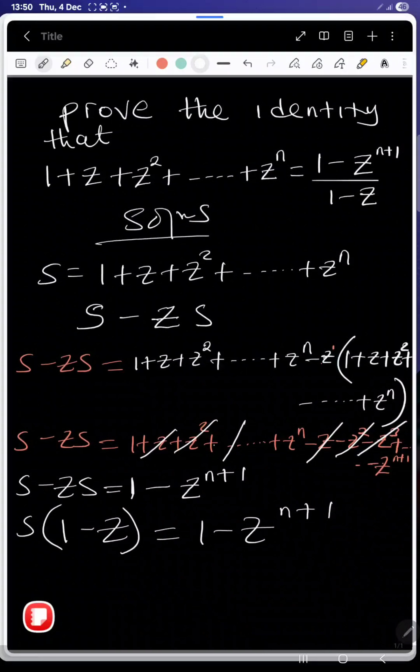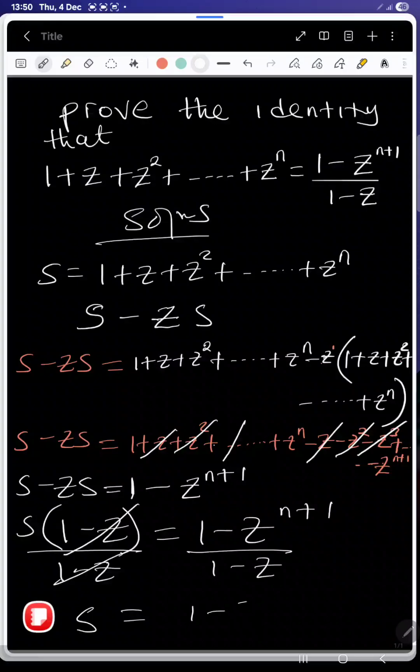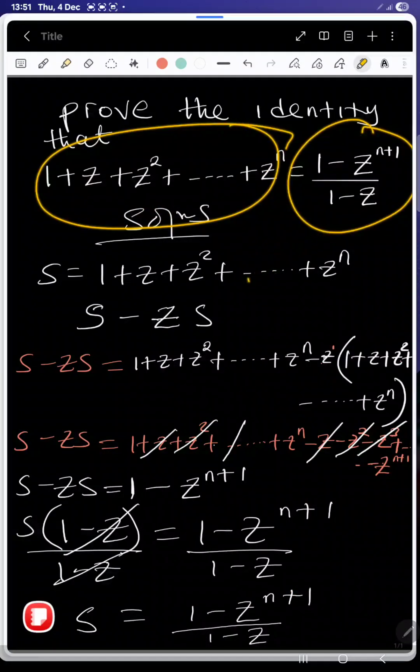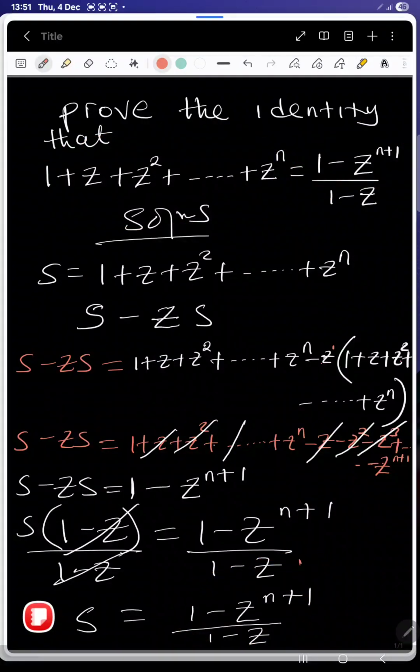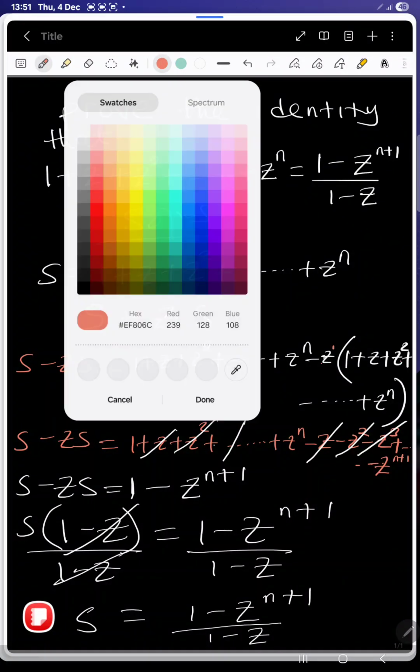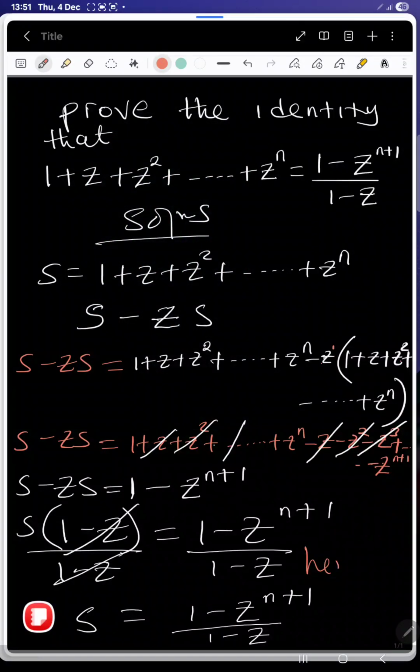That's what we have. Now what can you do for you to remain with s? You are going to remain with s by dividing here by 1 minus z. You also divide by 1 minus z, meaning that this and that will go, and therefore our s will be equal to 1 minus z to the power n plus 1 over 1 minus z. And this means that we've proved this identity, that this is equal to that. Remember, what was given to be proved is what we found here, and therefore you say hence proved. So you just say hence proved.